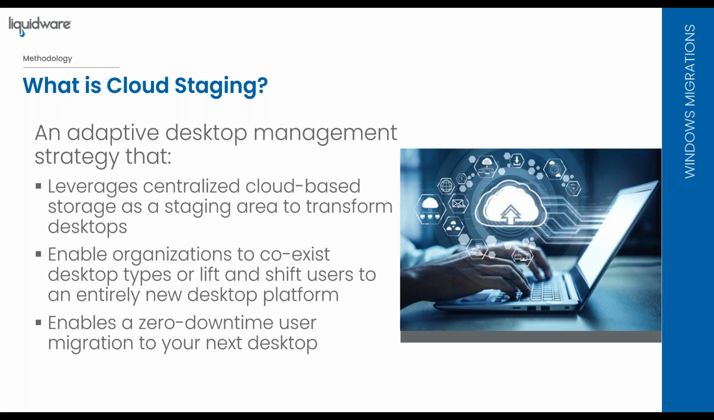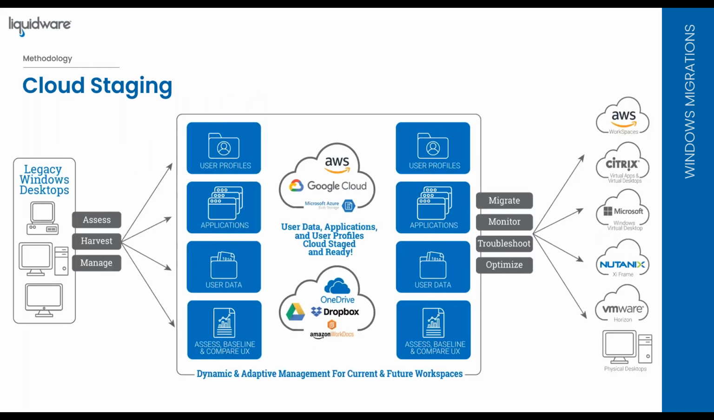So an adaptive desktop management strategy leverages centrally based, cloud-based staging to be able to put the profile up there, to put applications out there like FlexApp can do. Organizations can coexist different types of desktops, and you can lift and shift if you're moving from one platform to the next, say Citrix to VMware or VMware to Citrix or AVD or Windows 365. You can do that easily once you manage all this user data accordingly, and it gives you that zero downtime cutover.